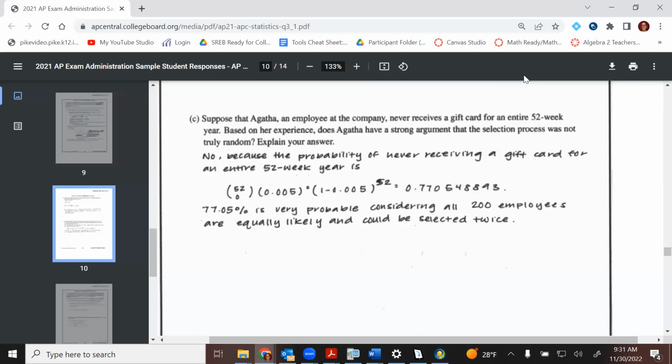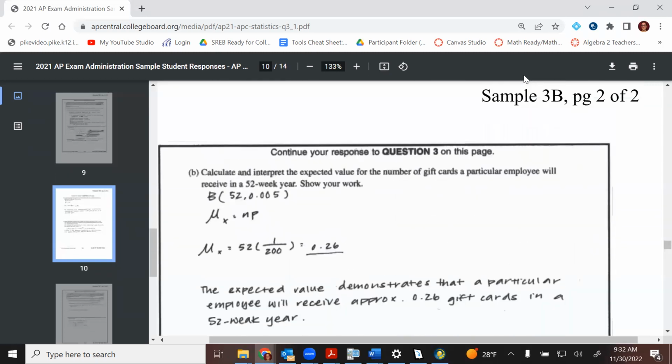Let's go look at, it's not a perfect paper, but they received a 4 out of 4. So they received an essentially correct on all 3 parts. Let's go look at that model answer there.